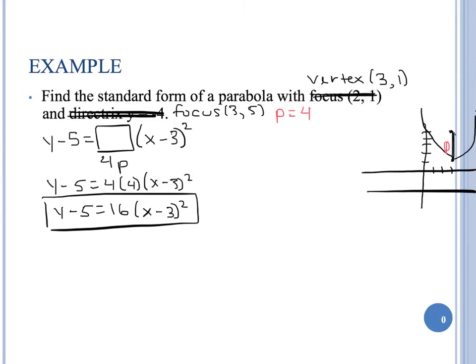And I might not have done the best job drawing it over there, but my quick sketch gave me a good idea of the fact my graph opened up, which means I have a positive 4p number. I was able to tell that I had x squared, and then I could put in my values. Shoot, let's try this again. My vertex is (3, 1), so I need to be subtracting 1. There we go, the whole way through.